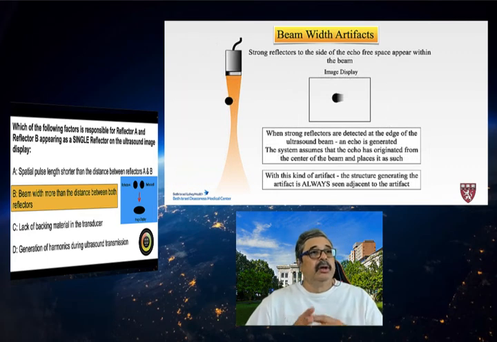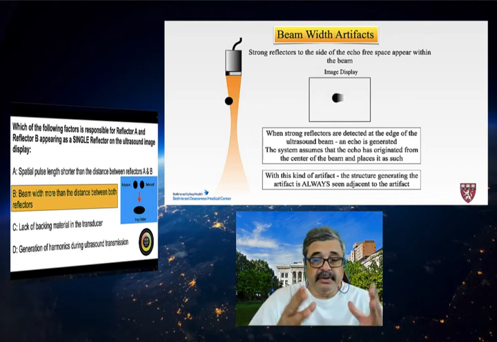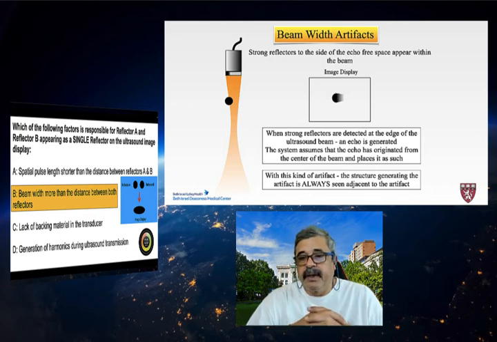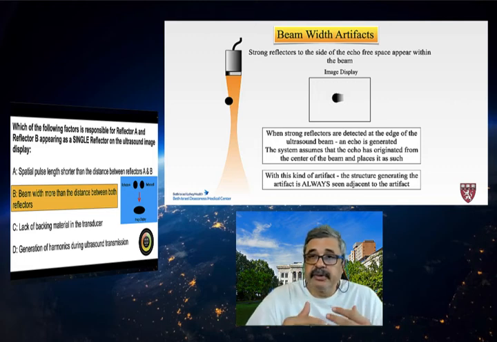Also, beam width artifacts relate to strong reflectors to the side of echo-free space appearing within the beam, and that's how they appear in the image, with one edge being very sharp and the other being very blurry. So when strong reflectors are detected at the edges of the ultrasound beam, an echo is generated. The system assumes that the echo has originated from within the center of the beam and places it as such during the process of reflection and creation of the image.